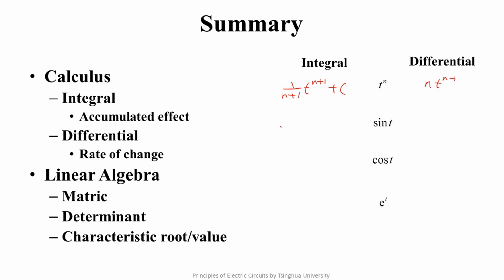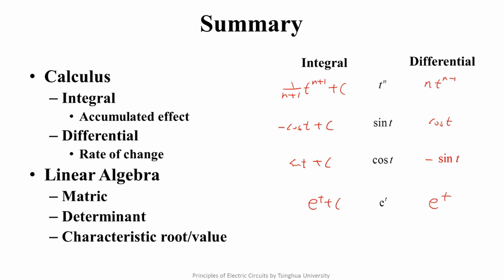For sine t, its integral is minus cosine t, plus a constant c, its differential is cosine t. For cosine t, its integral is sine t plus c, its differential is minus sine t. For e to the power of t, its integral is e to the power of t plus c, and its differential is e to the power of t.